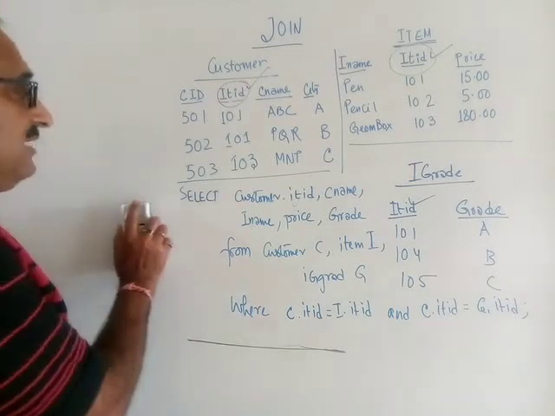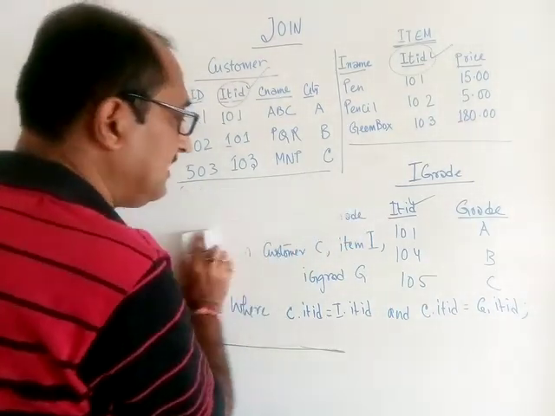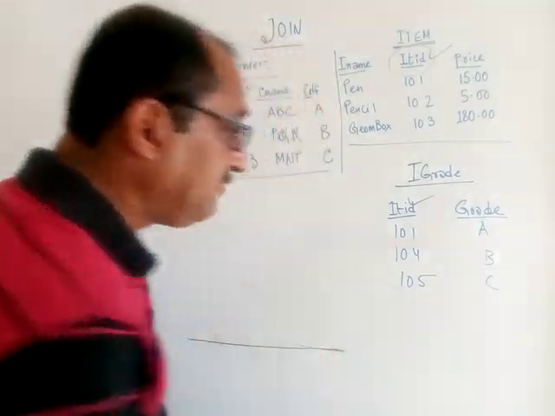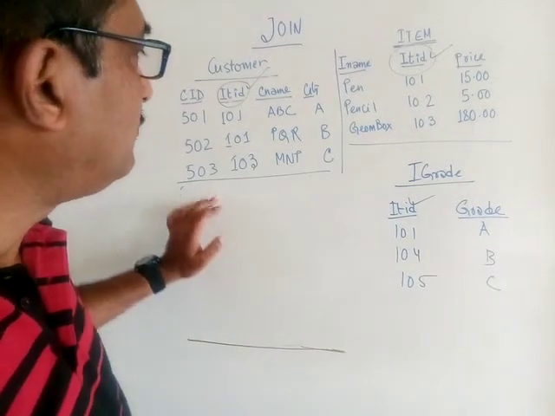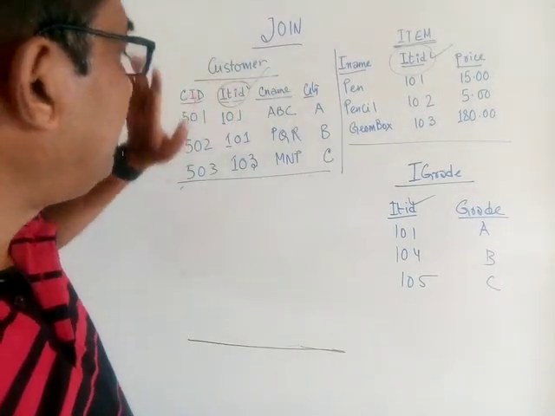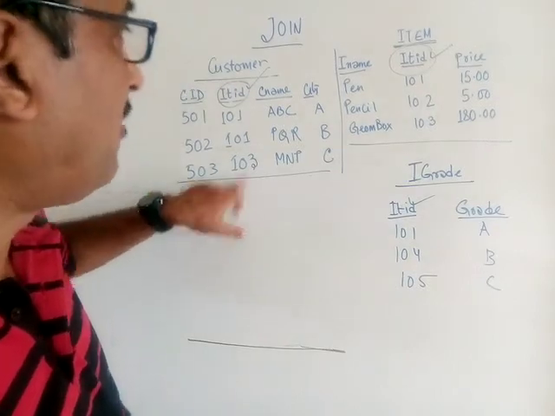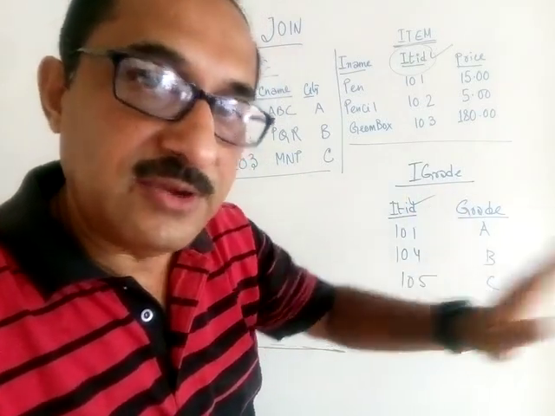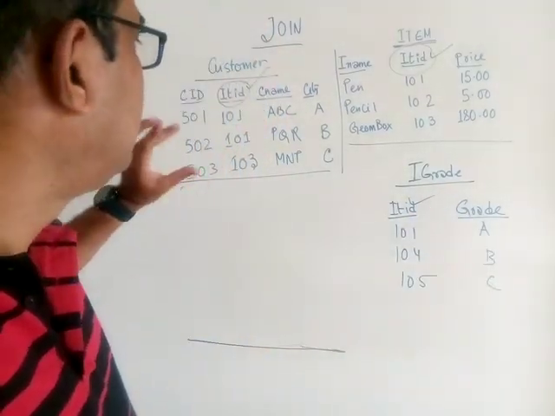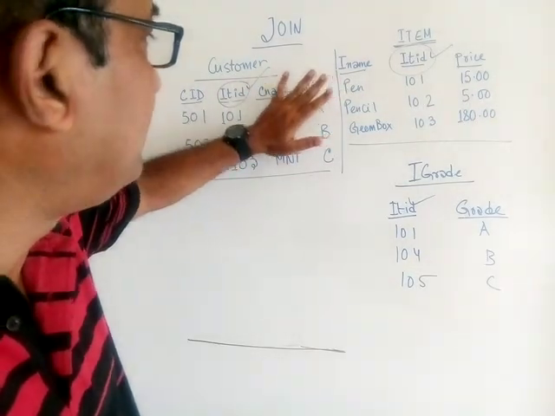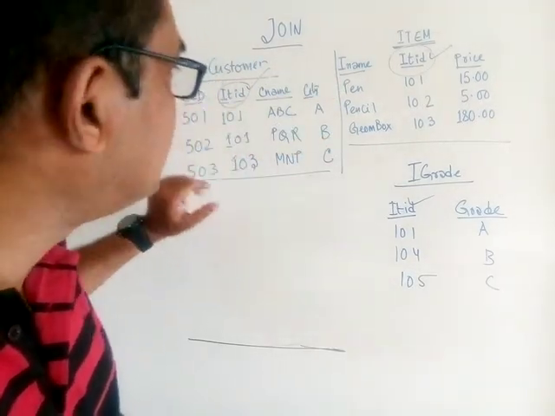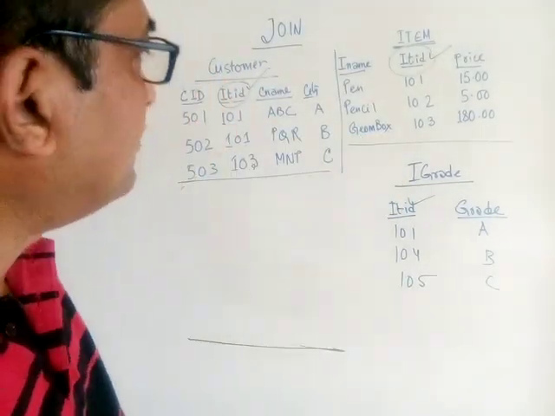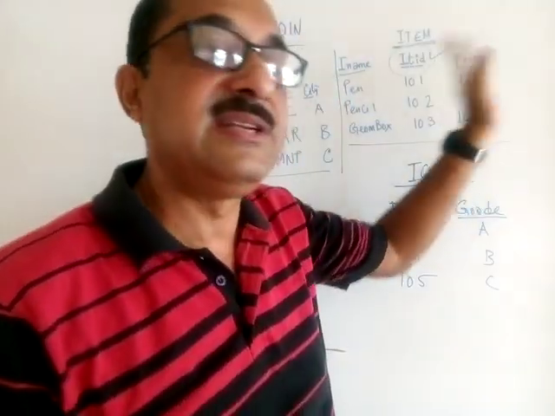There is another kind of join which I am going to tell you now, called natural join. Now the query which I wrote just now, instead of taking the selected fields, if I could write select star from customer, item, igrade where conditions. I am just repeating again. If I did not select any field and just wrote star, I meant you generate a consolidated report taking all the columns from all three tables.